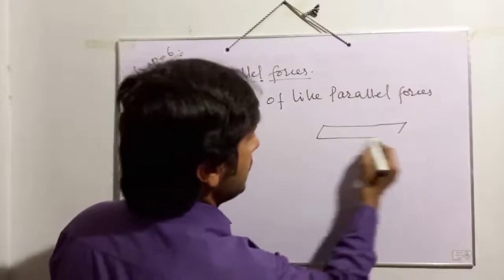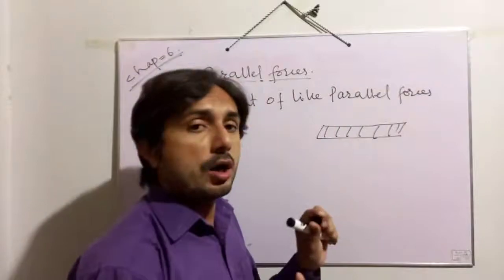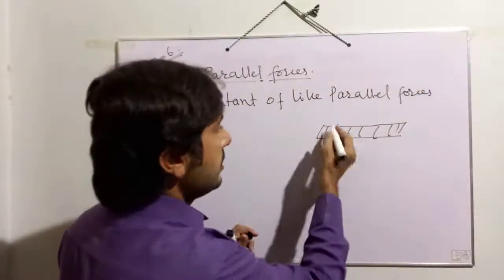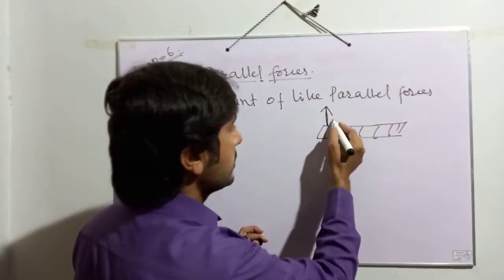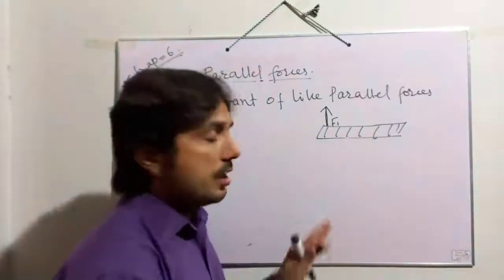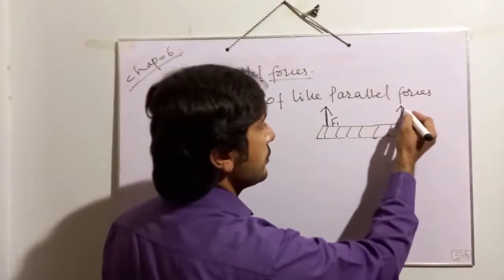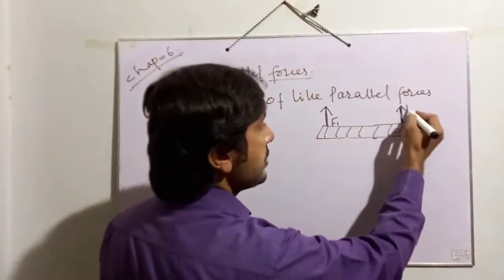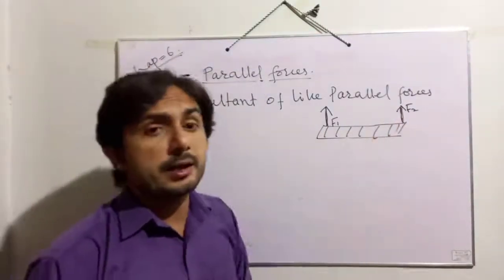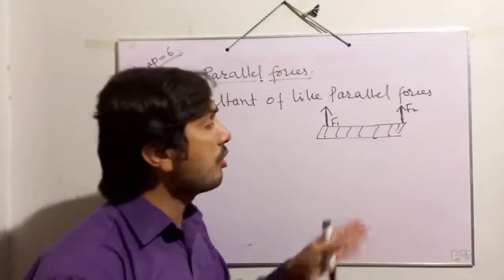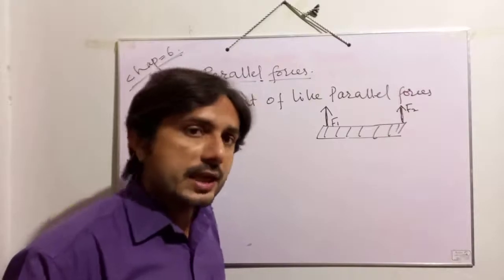If we suppose this is a simple body, or we can say that this is a car or anything, you can just suppose it. Let's suppose one force which is acting in this direction on this body. Now this is F1, which is acting in the upward direction, in the anti-clockwise direction. And let's suppose there is another force which is also acting in the same direction, that is F2. So since both the forces are acting in the same direction, the resultant of the like parallel forces will be greater than the actual force.